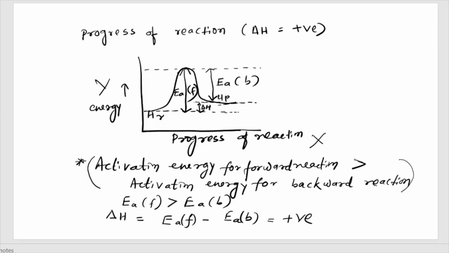So what happened? EAF is more than EAB. B means backward reaction, F means forward reaction. So delta H equals EAF minus EAB, that is a positive sign.